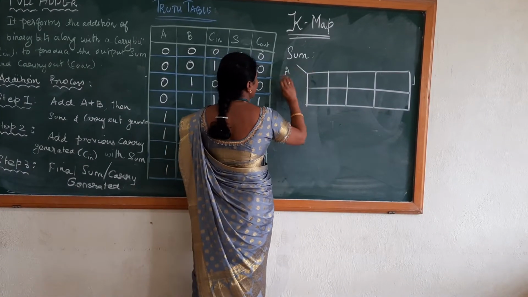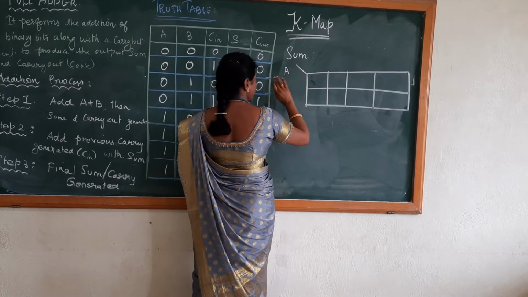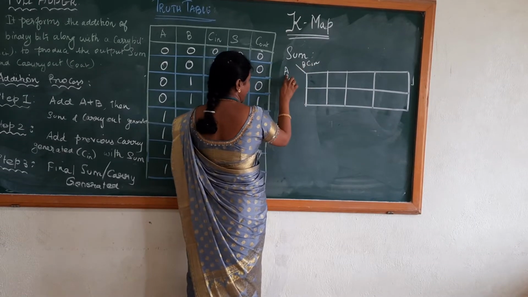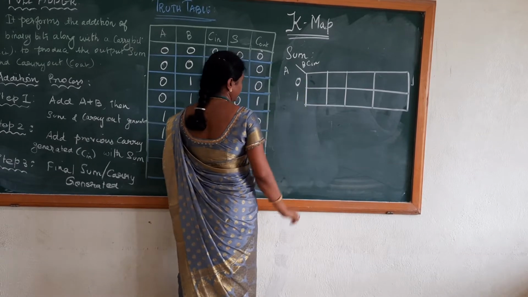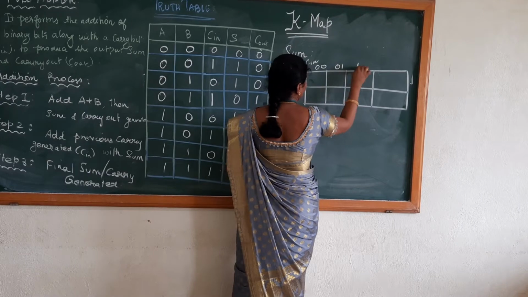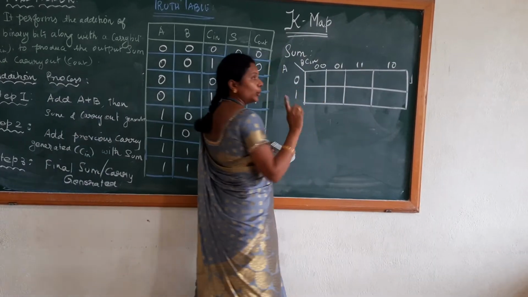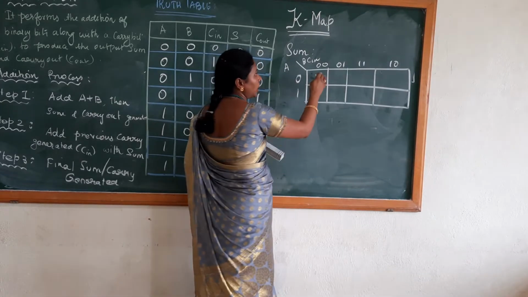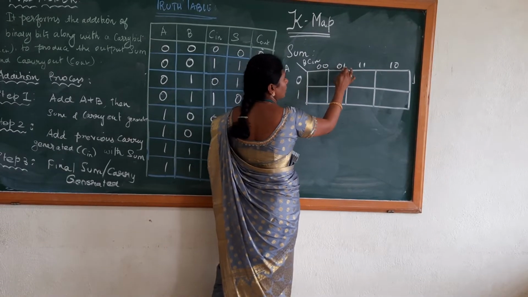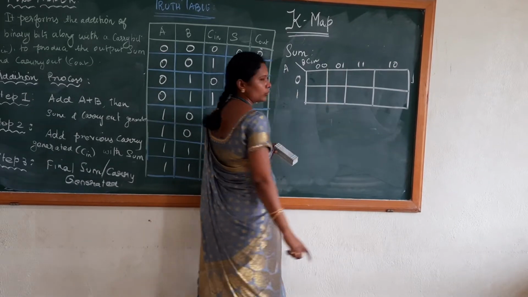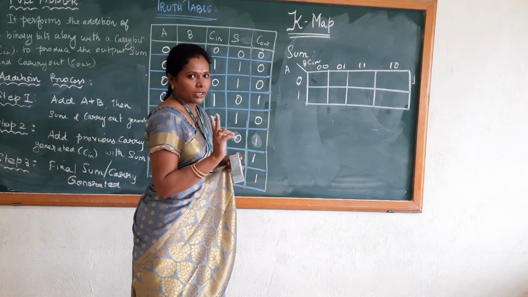You can take any variable at any side, like A. If you are starting like this, A, B, Cin, A could be either 0 or 1, and the possible combination is 0, 0, 0, 1, 1, 1, 1, 0. Do remember, while writing on the top, the columns have to be always 0, 0, 0, 1, 1, 1, 1, 0, because only a single bit change is allowed. No 2-bit change is allowed.